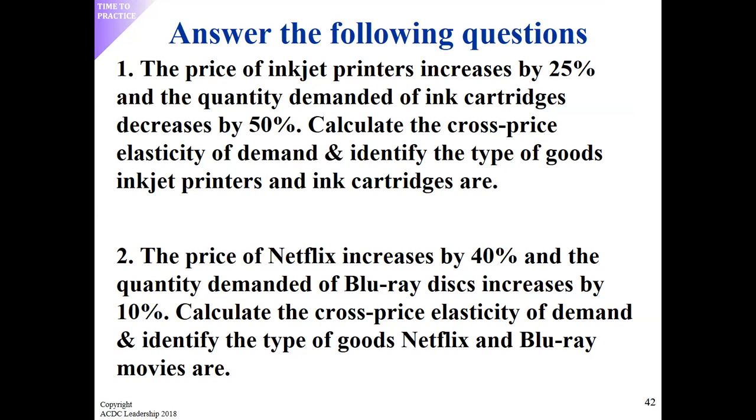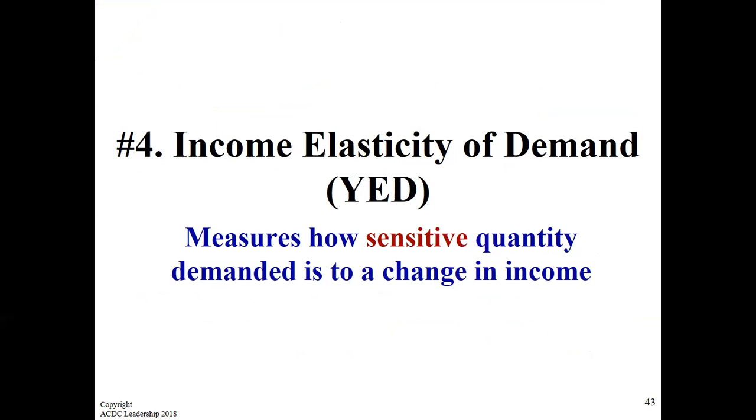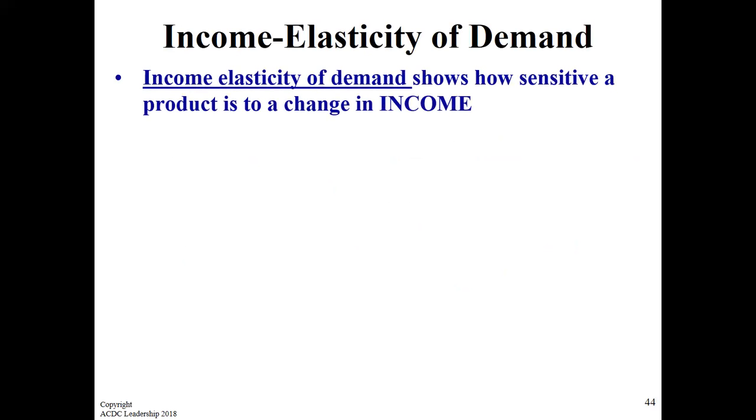Okay, any questions there? All right, do we have income coming up? That would be the last thing on complement substitutes. All right, income elasticity. Here, we're going to determine: is something a normal good, which means income up, demand up, or is it an inferior good, which means income up, demand down? All right? Okay, so it's how sensitive a product is to the change of income. Like I just said, normal or inferior.